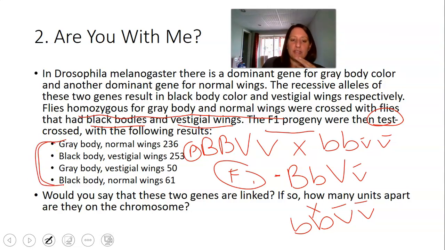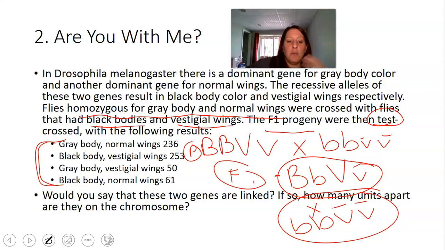We get 236 flies that are gray normal, which look like this parent. We have 253 flies that are black vestigial, which look like this parent. But then we get 50 flies that are gray with vestigial wings, which look like neither parent. That's a recombinant phenotype. And we get 61 flies that are black with normal wings, so again, another recombinant phenotype. So the question is, do you think these two genes are linked? Hopefully you said yes. And if so, how many map units apart are they on the chromosome?